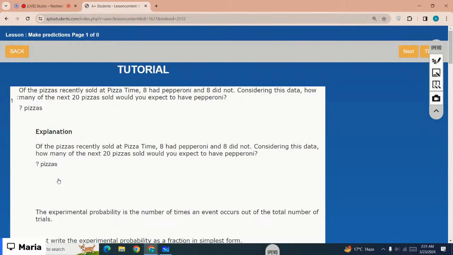Okay, of the pizzas recently sold at Pizza Time, 8 had pepperoni and 8 did not. Considering this data, how many of the next 20 pizzas sold would you expect to have pepperoni? So you have to predict your answer, right?